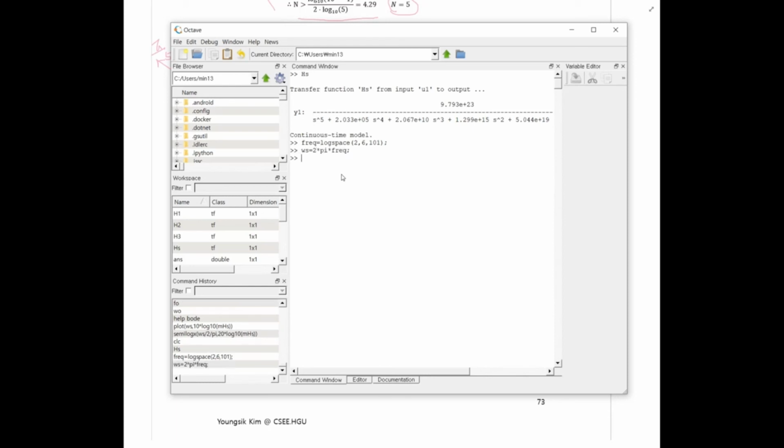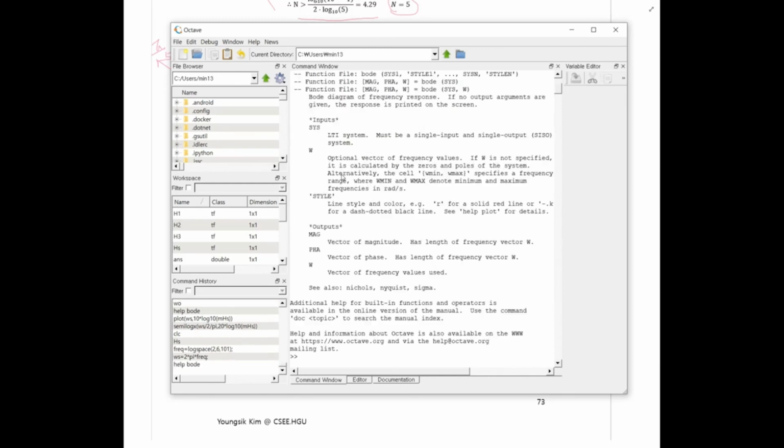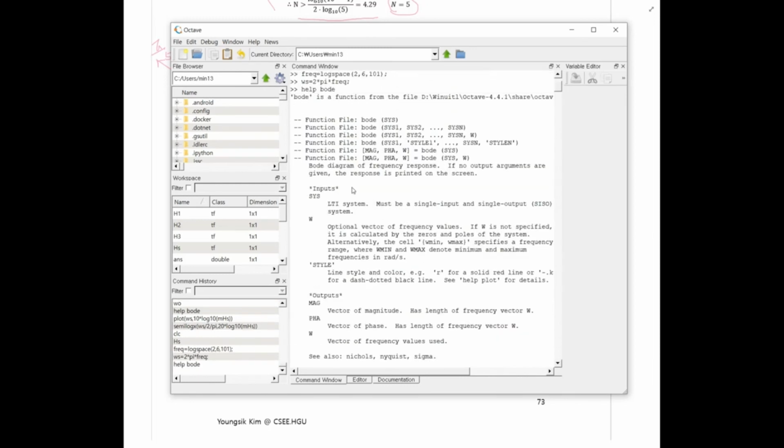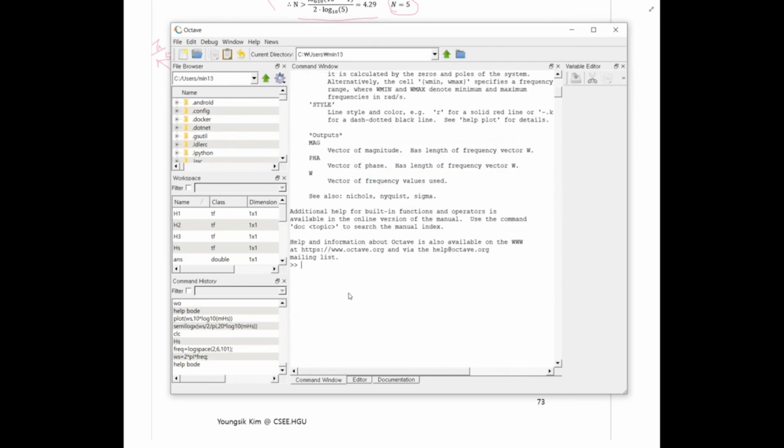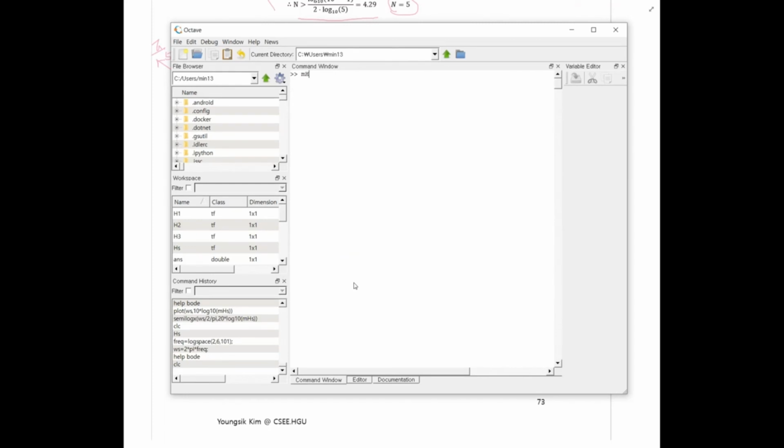Okay, so to get the Bode plot, I can use the bode function. Here is the pattern: magnitude, phase, and the angular frequency are returned if you give a system function and a frequency list. So magnitude of H(s), phase of H(s), and omega, the angular frequency, are returned by the Bode function, and I provide the system function and the frequency series here.